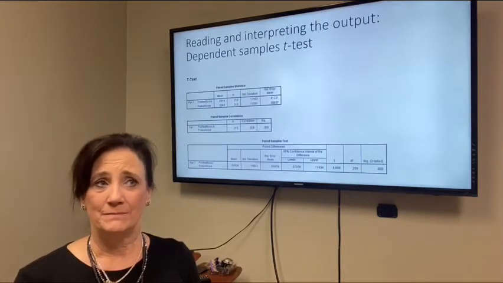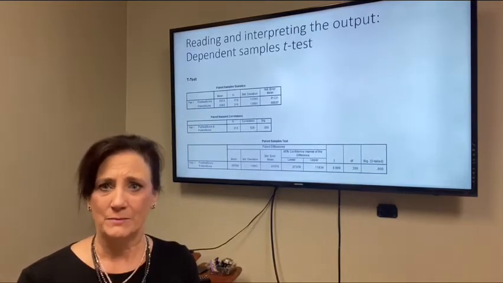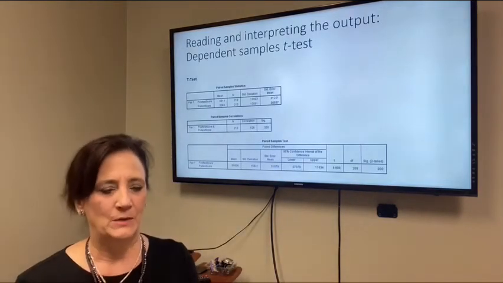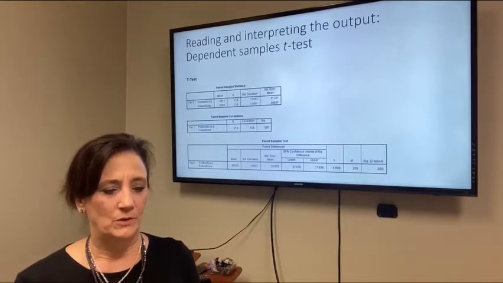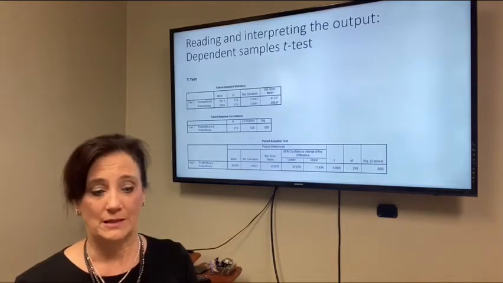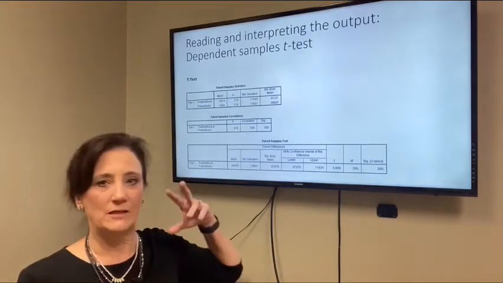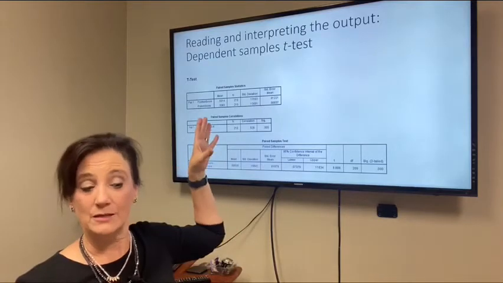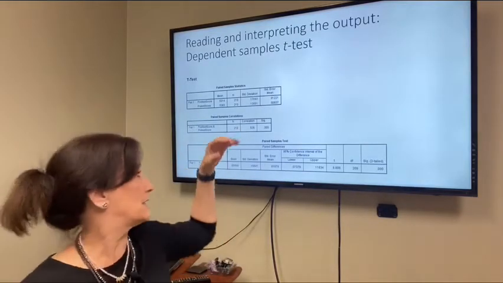And hopefully some of your assignment will show some unequal variances, and you need to note that. All right, so reading and interpreting the output. Now we're on to dependent samples. So that tells us that we've either got like a married couple's scores that we're comparing, or in this case, we're actually looking at post-test and pre-test.